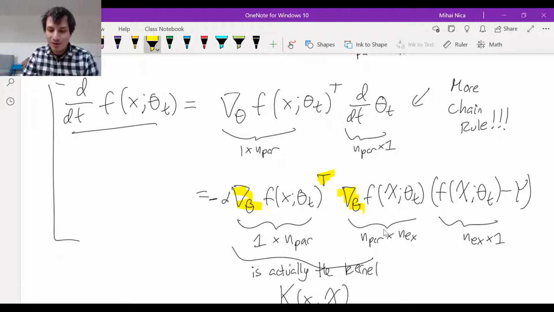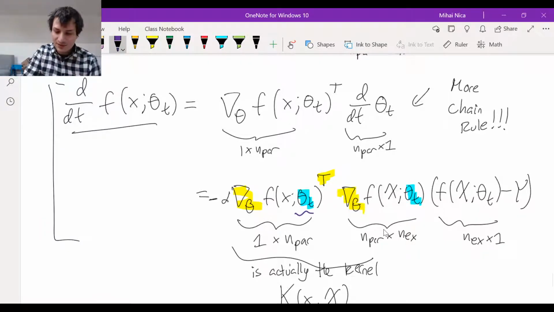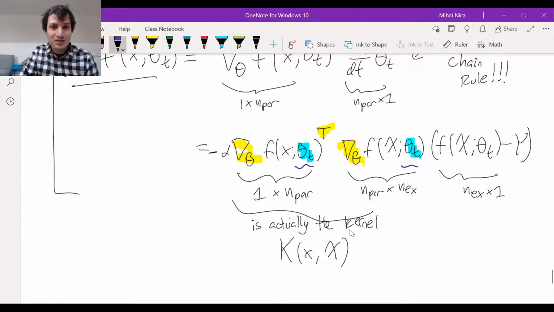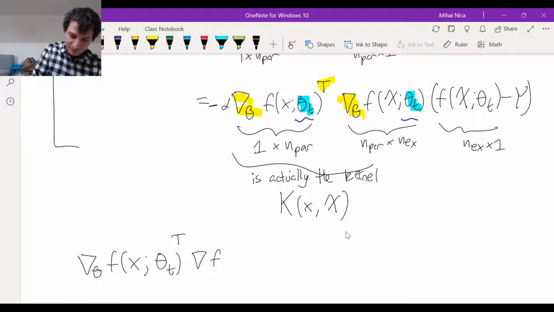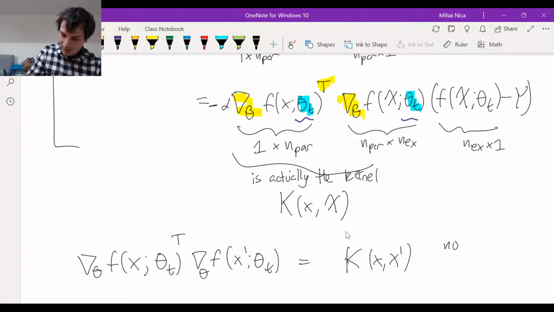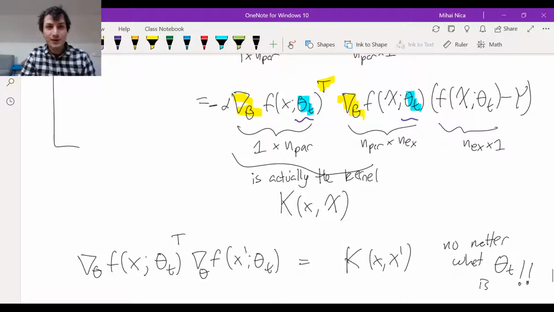The thing that is a miracle in our model is that in general, this will depend on theta of t. And if you're doing the time derivative of this thing, and it depends on theta of t, and you don't know what theta t is, there's no way to solve it. But in our model, because it is a linear model, this thing is always this kernel k, and it doesn't depend on theta t. So maybe there's one more step: the gradient of f of x comma theta t transpose times the gradient of f of x prime, theta t is always k of x, x prime, no matter what theta t is. And that's the miracle that makes this work: these gradients don't depend on the parameters, they only depend on the x values. And the reason that works is because it's a linear model.